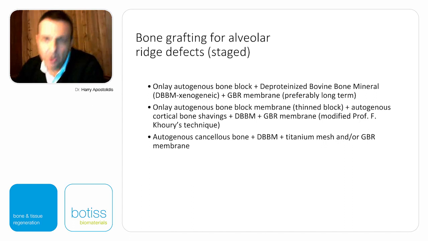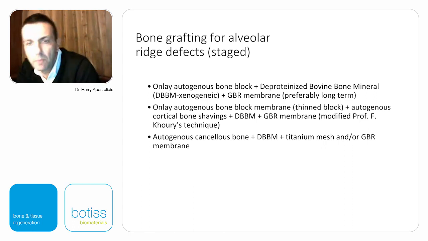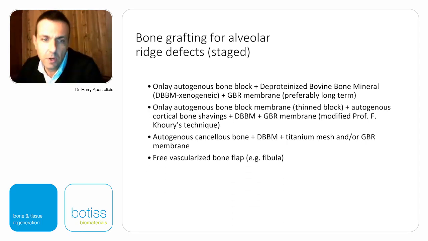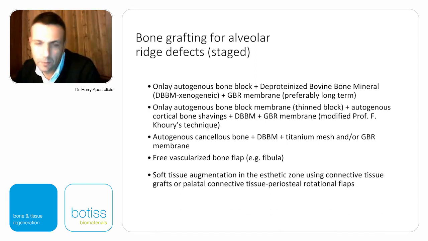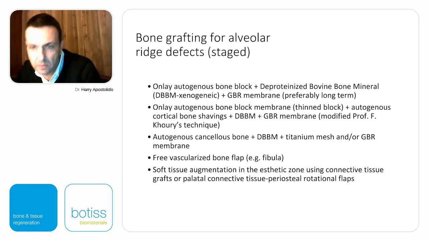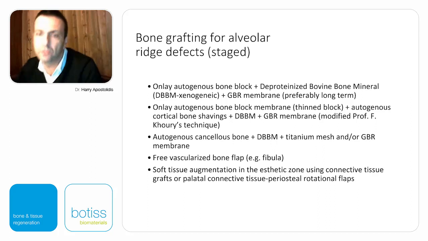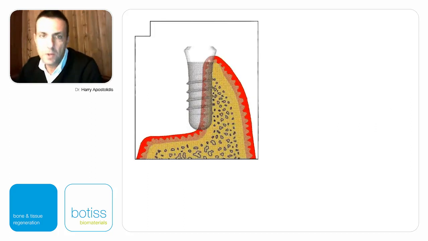Sometimes, and we're gonna show you a couple of cases, we can go for autogenous cancellous bone plus xenograft plus titanium mesh or a GBR membrane. We have to go to this technique when we have larger reconstructions to do. For even larger reconstructions, such as mandibulectomies or maxillectomies, we go for a free vascularized bone flap. We're not going to go into that today. And sometimes we need to augment the soft tissue by using connective tissue grafts or palatal connective tissue periosteal rotational flaps.